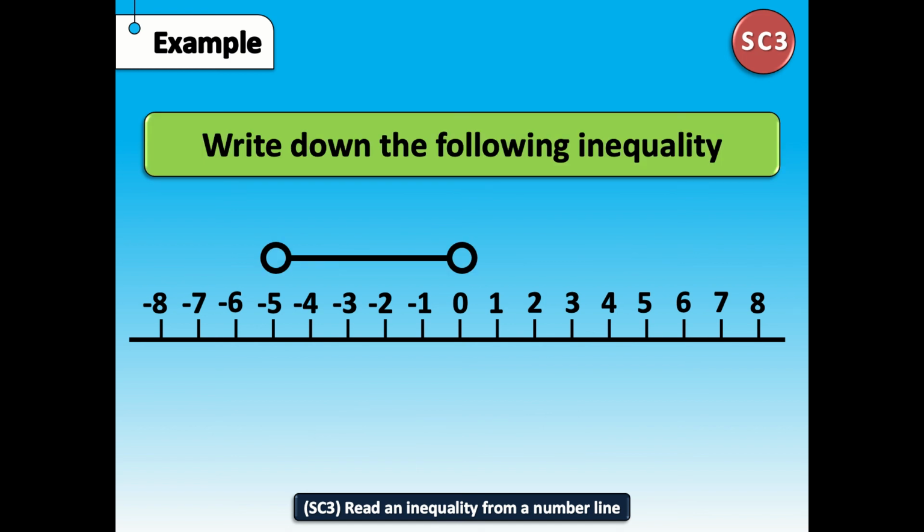We've got another example here. So we start off by writing the letter x, and x will be in between minus 5 and 0. Now it's a circle above minus 5, so we just put less than, and it's a circle above 0 as well, so we put less than there as well.